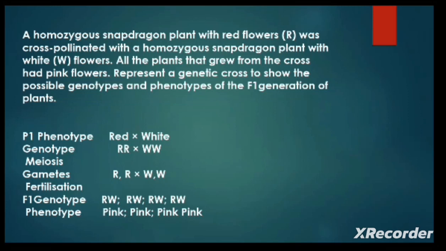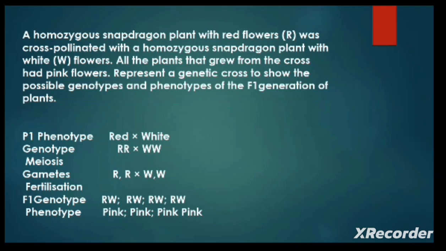Because they are all homozygous dominant, we write a capital letter R, capital letter R, multiplied by capital letter W, capital letter W. Meiosis, you write nothing. Gametes, you just write the genotypes, you put commas in between. Fertilization, there's nothing. F1, the genotype for the offspring. You combine the first R with the first W, and then the first R with the second W, and then the second R with the first W, the second R with the second W. That's how you do the crossing.